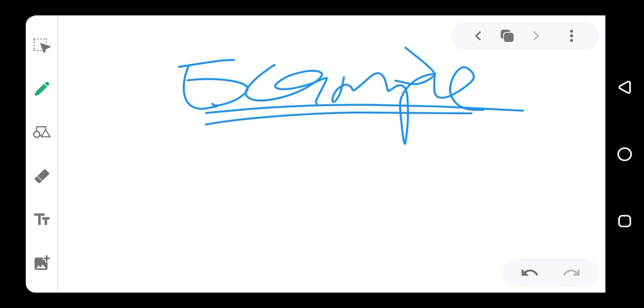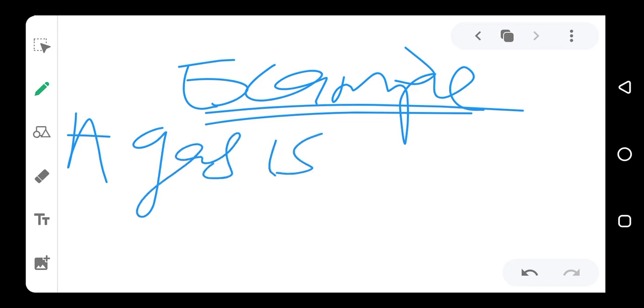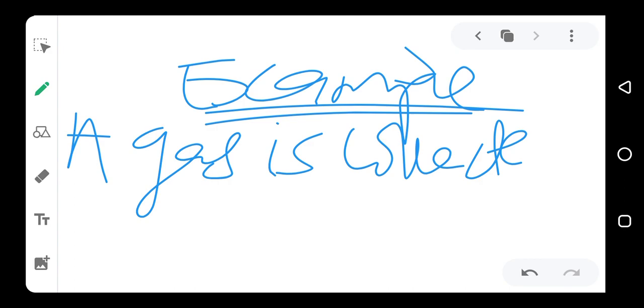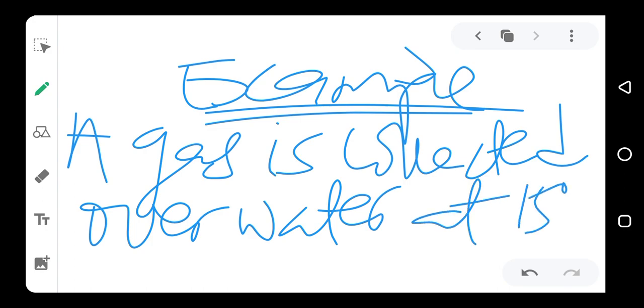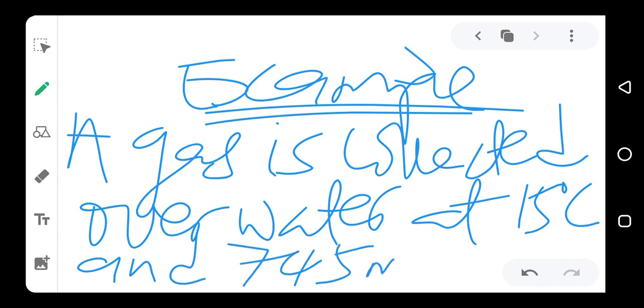A gas is collected over water at 15 degrees Celsius and 745 millimeter mercury. You know that we measure pressure in Pascal and Newton per meter squared.